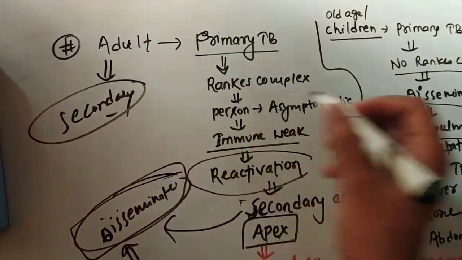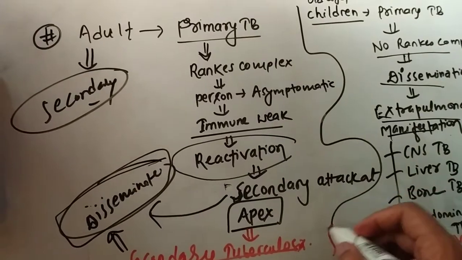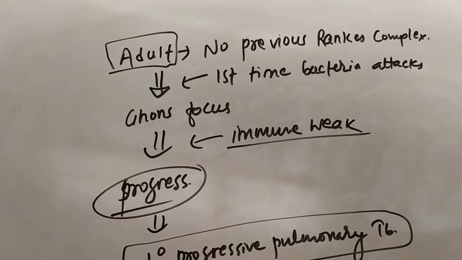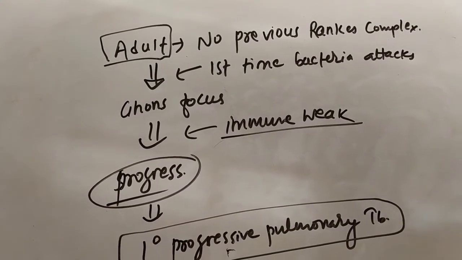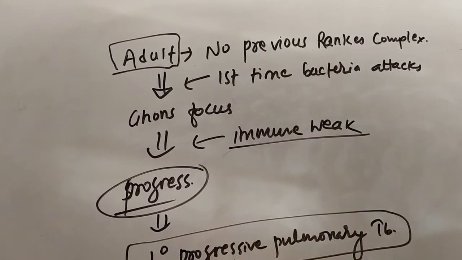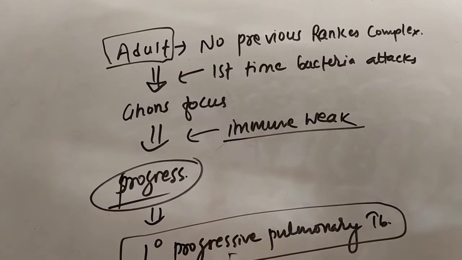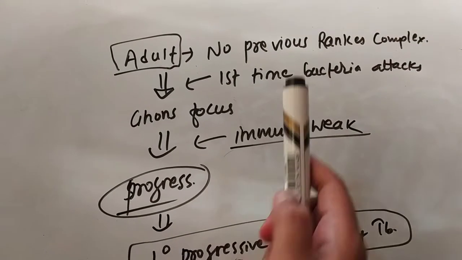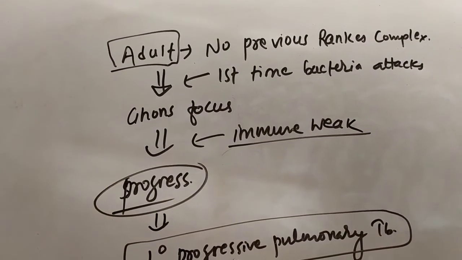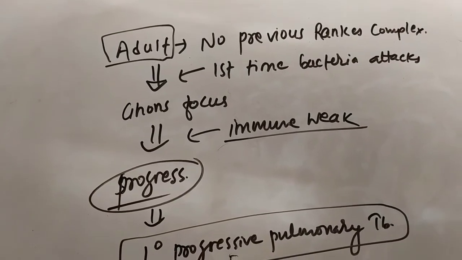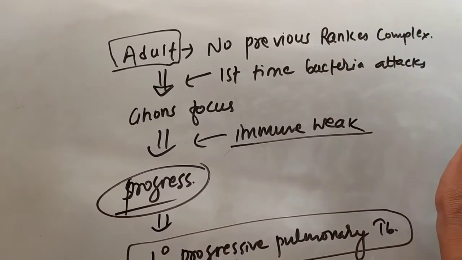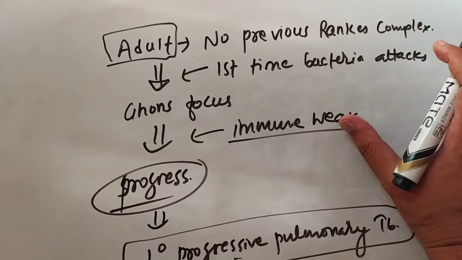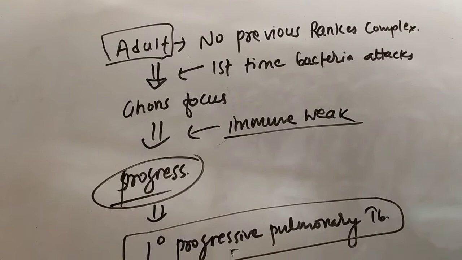But in children or the elderly, the main cause of the disease is primary progressive pulmonary TB. So up to now, I said that in adults, usually secondary TB occurs. But in some cases, there can be primary progressive pulmonary TB in adults also. Let's suppose there is an adult who has not previously been sensitized to Mycobacterium tuberculosis. So there is no previous Ranke's complex in his body, and for the first time the Mycobacterium tuberculosis attacked, and for the first time the Ghon focus was formed.